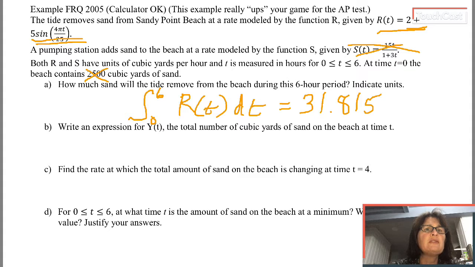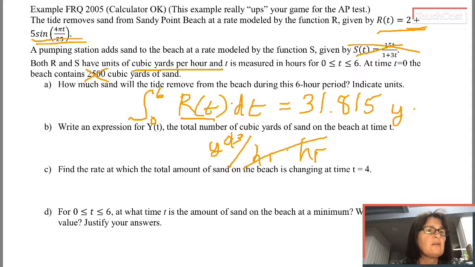What are the units going to be? R and S have units of cubic yards per hour. So R is measured in cubic yards per hour. And I'm multiplying by time, which in this case 0 and 6 are both measured in hours. So the hours cancel, and my units here are yards cubed. Or I could have written out cubic yards. That's my answer to letter A.